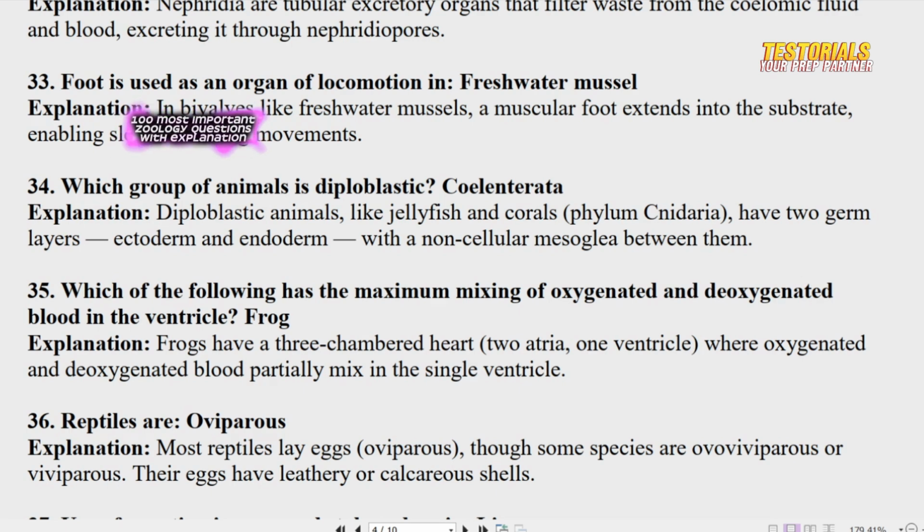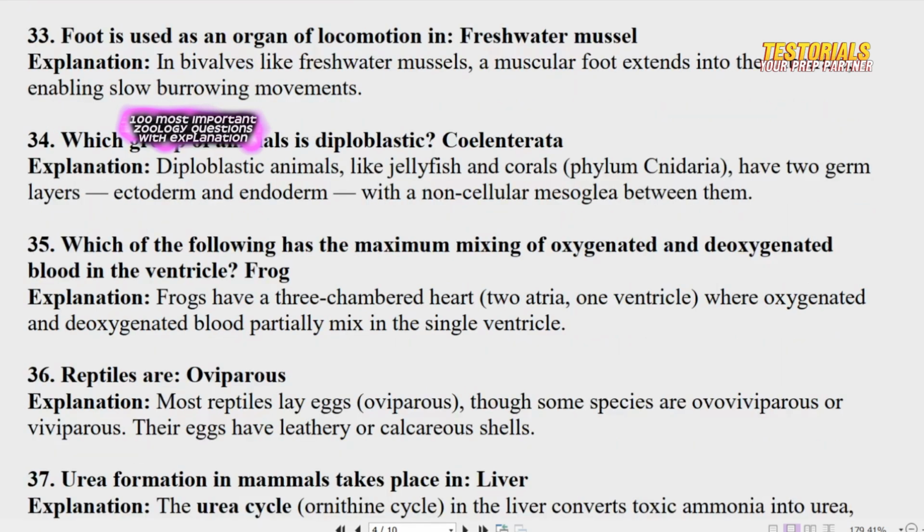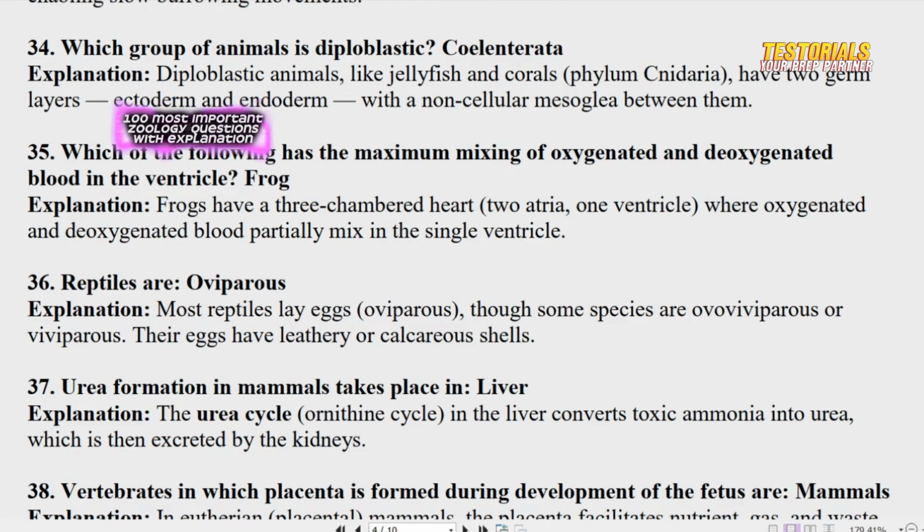35. Which of the following has a maximum mixing of oxygenated and deoxygenated blood in the ventricle? Frog. Explanation: Frogs have a 3-chambered heart, 2 atria and 1 ventricle, where oxygenated and deoxygenated blood partially mix in the single ventricle. 36. Reptiles are oviparous. Explanation: Most reptiles lay eggs, oviparous, though some species are ovoviviparous or viviparous. Their eggs have leathery or calcareous shells.